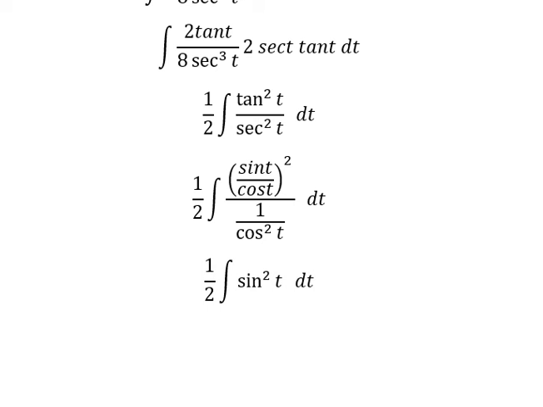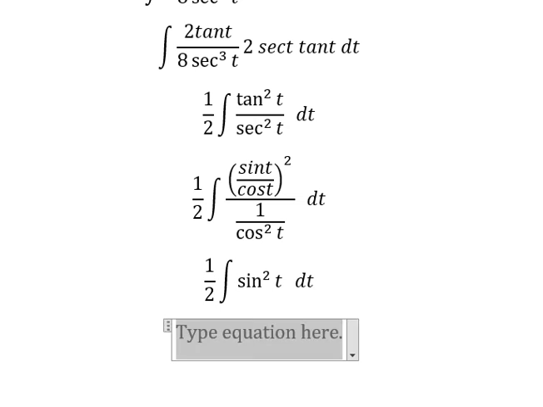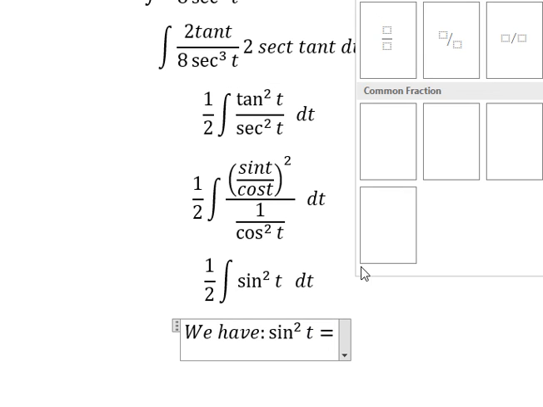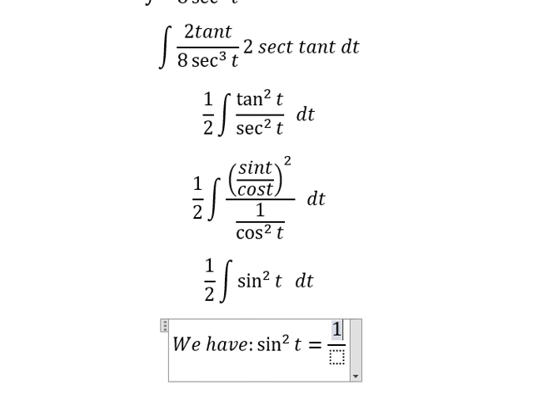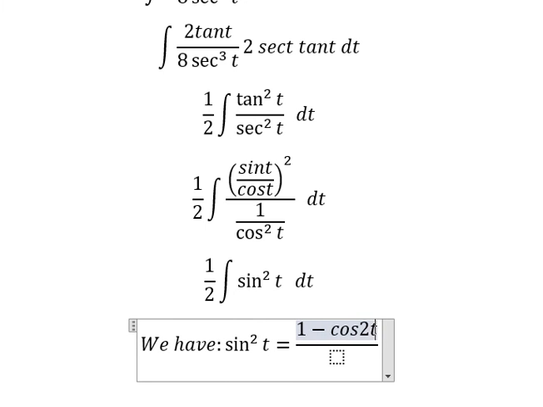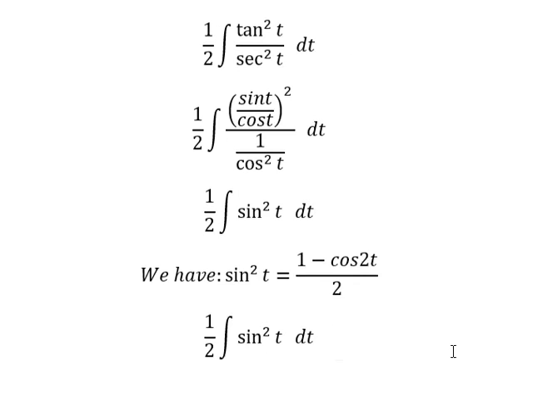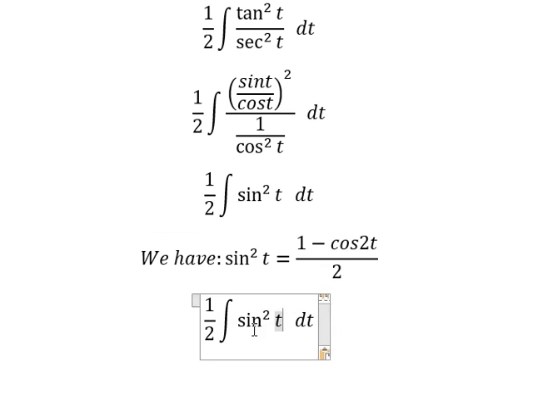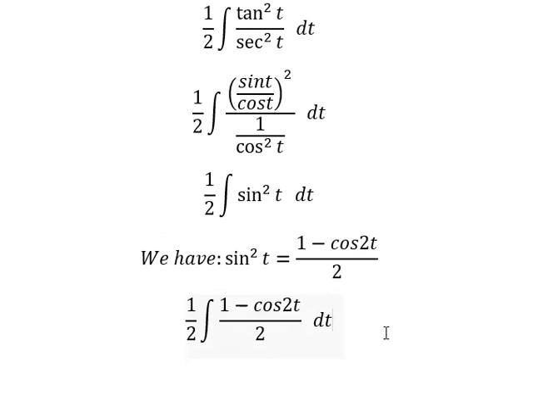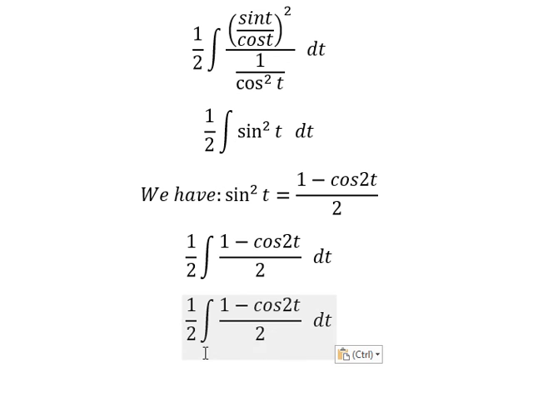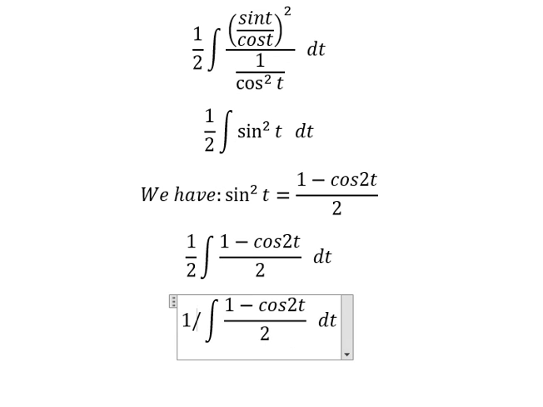Next, we have the formula sin t squared equals 1 minus cosine 2t over number 2. So I will put this one here. Number 2 and number 2 we have 1 over 4.